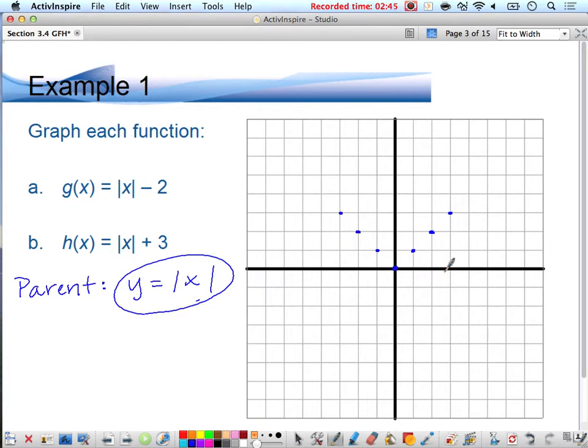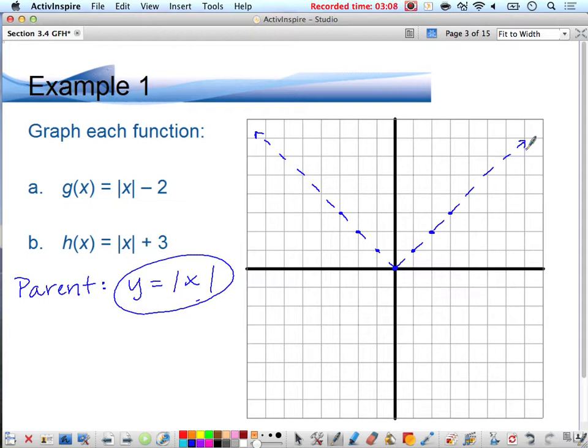Everyone understand where those points came from? If you don't, you need to ask now. I was just substituting basic numbers into the parent function, and that produced what we call the parent graph. Usually, I like to graph the parent graph dotted. That helps me keep them separate.